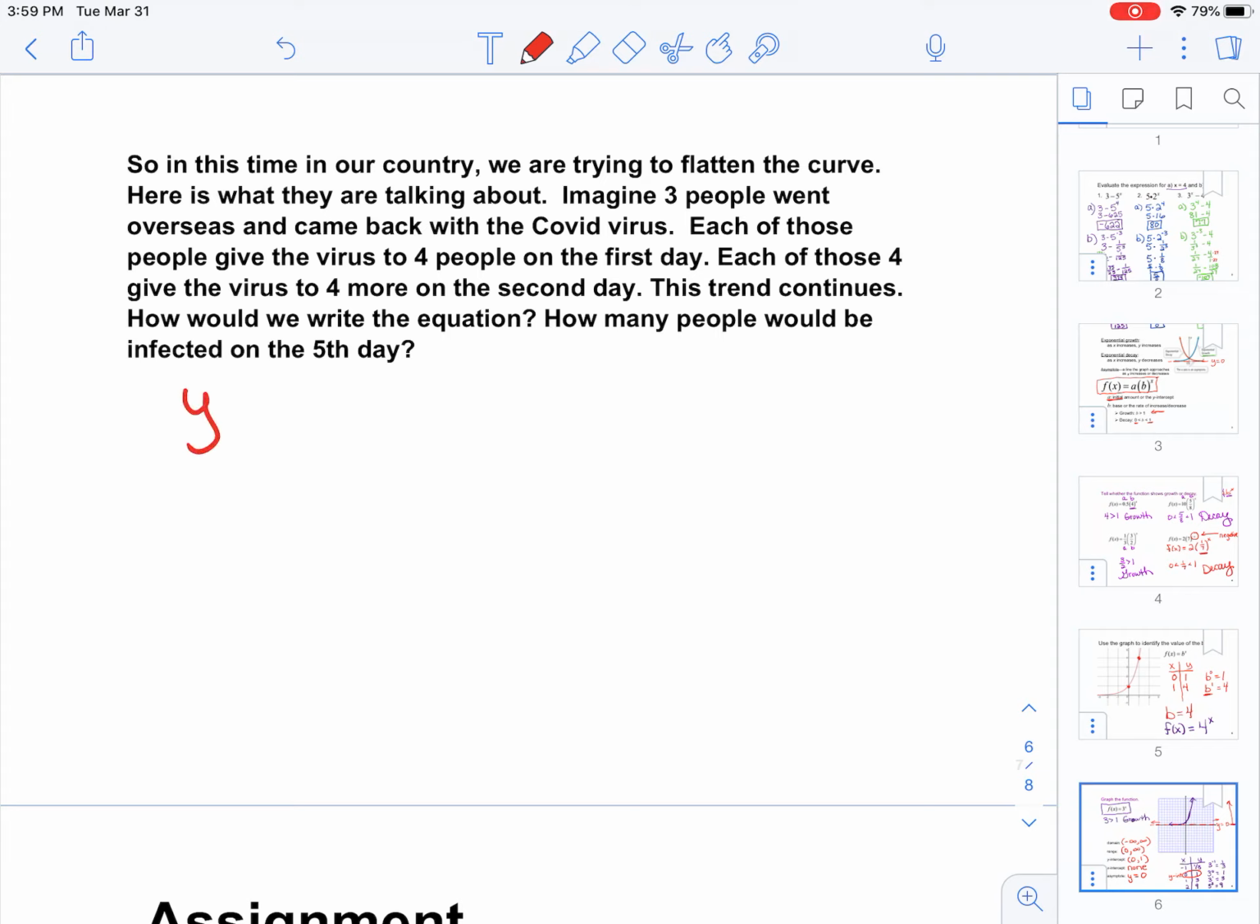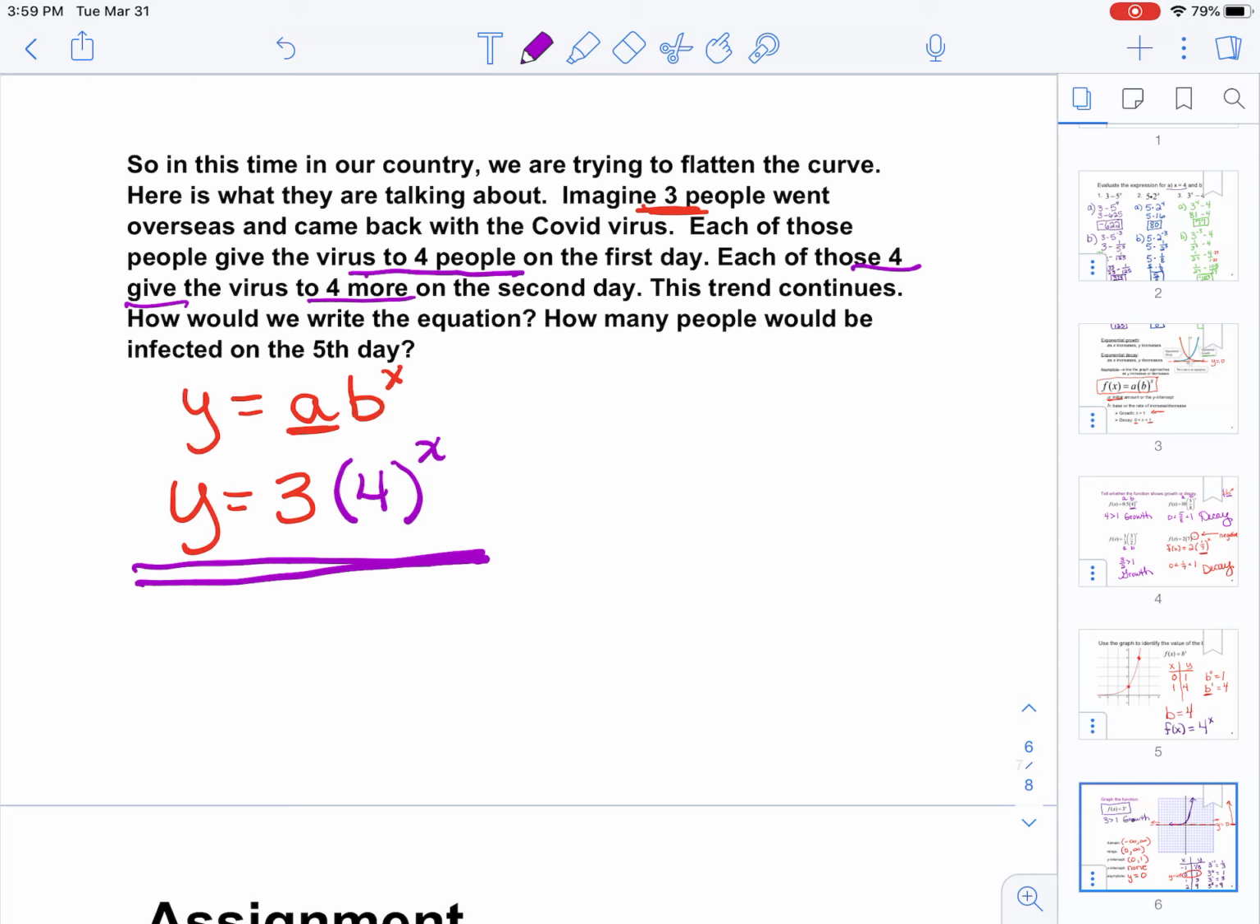So we know it is y equals ab to the x. And a stands for our initial value. So the initial number of people was 3 in this problem. So y equals 3. And then what is happening every day? They talk to 4 people. Those 4 people talk to 4 more people, and on and on. So my b value is going to be 4 to the x value. So this right here is our equation.